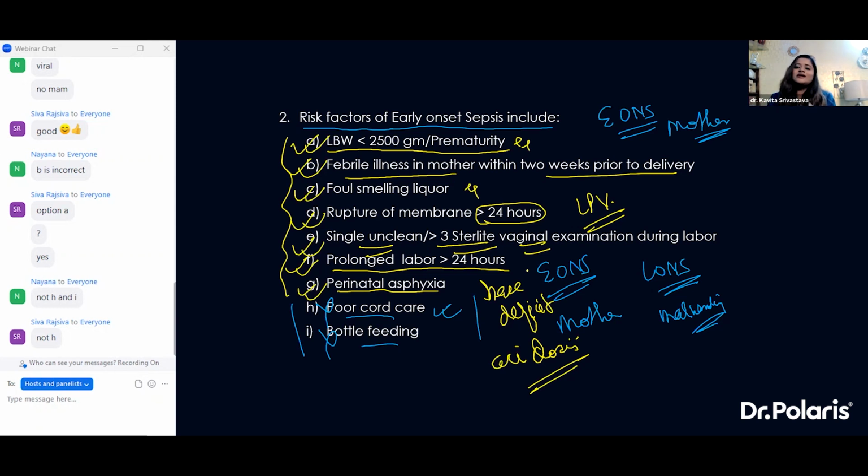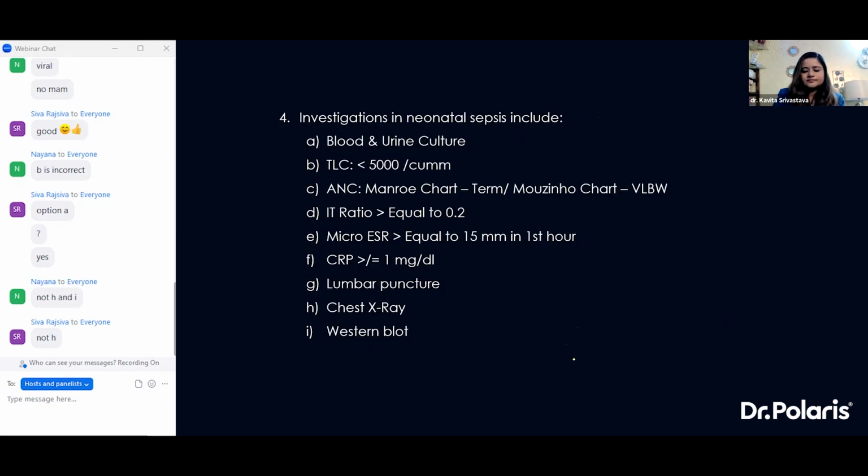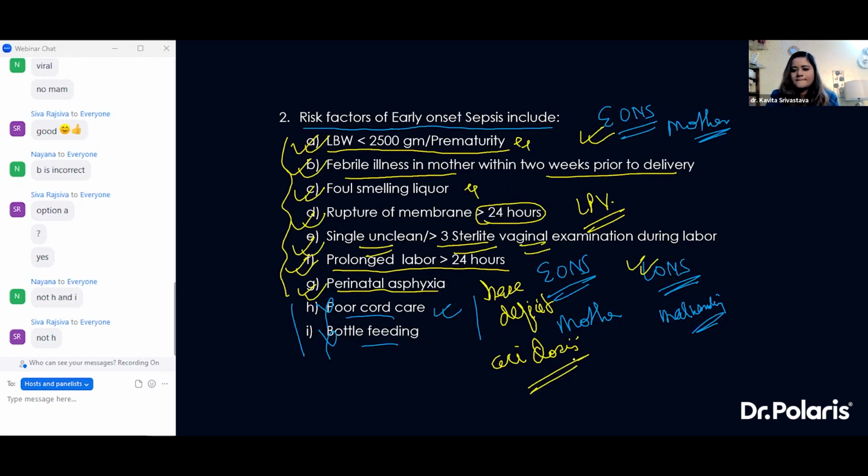It's difficult to mug up each and every point and remember it by heart till your exam. So always try to use certain tricks to remember such long topics. Early onset neonatal sepsis, all the causes related to mother. Late onset neonatal sepsis, all the causes related to malhandling of the baby after the delivery. Is it clear to all of you? Please put a thumbs up, those who understood this topic. Can we move ahead? All right.